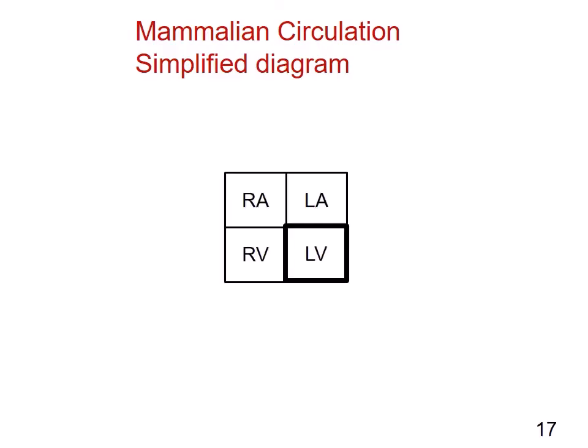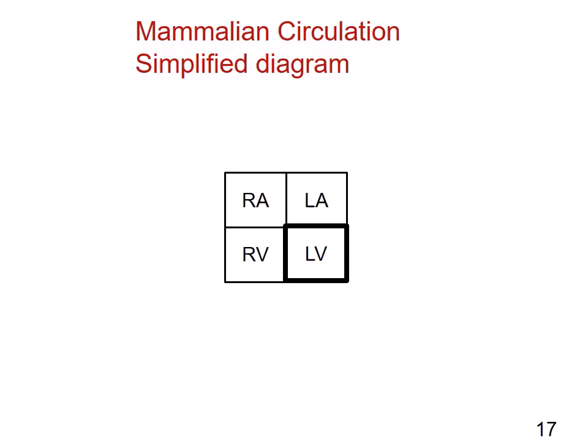So I'm going to start with a box. So we've got the box there. It's labeled RA and LA and RV and LV. RA stands for right atrium, LA stands for left atrium, RV, right ventricle, LV, left ventricle. So I would encourage you to draw it on a piece of paper, but you can kind of look at it and get the idea here.